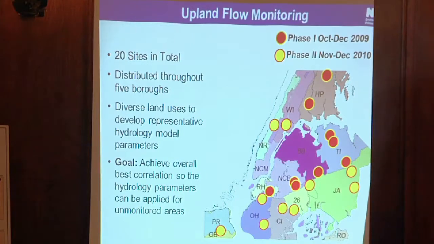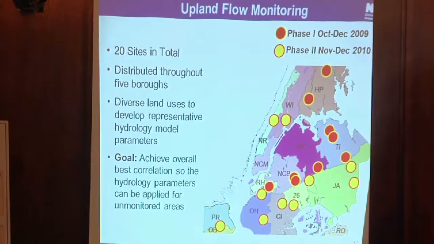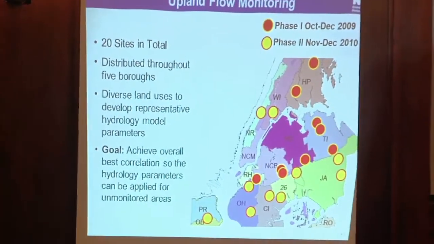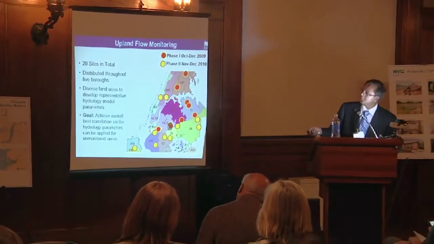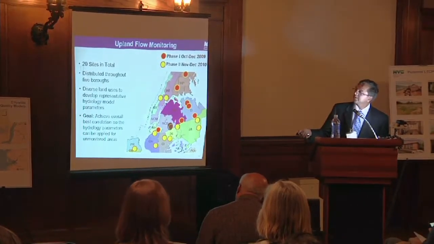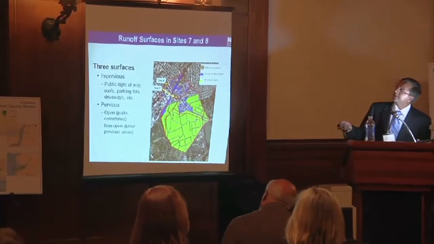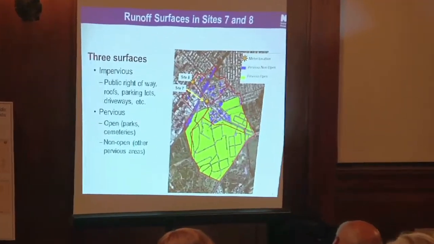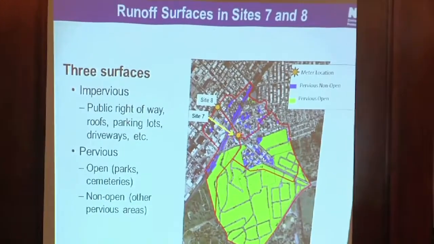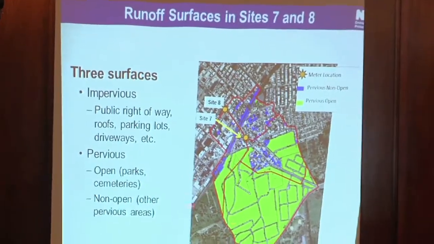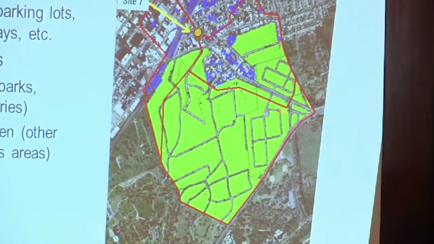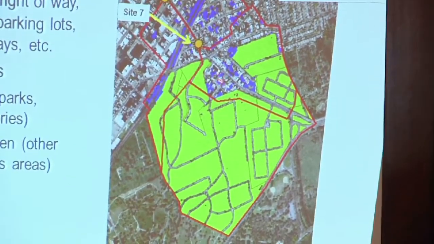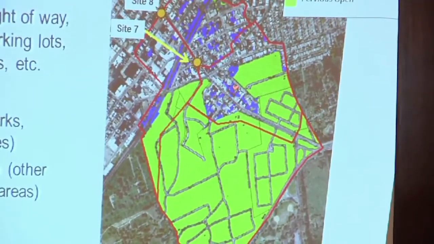So we measured in 20 locations and we learned a lot of lessons and applied them for all the non-monitored and unmonitored areas of the city. So zooming in to one of the areas in Newtown Creek, this is the site number, sites 7 and 8. One meter was placed here because it was largely getting response from a cemetery area with a high level of pervious cover and with a little bit of impervious cover here.